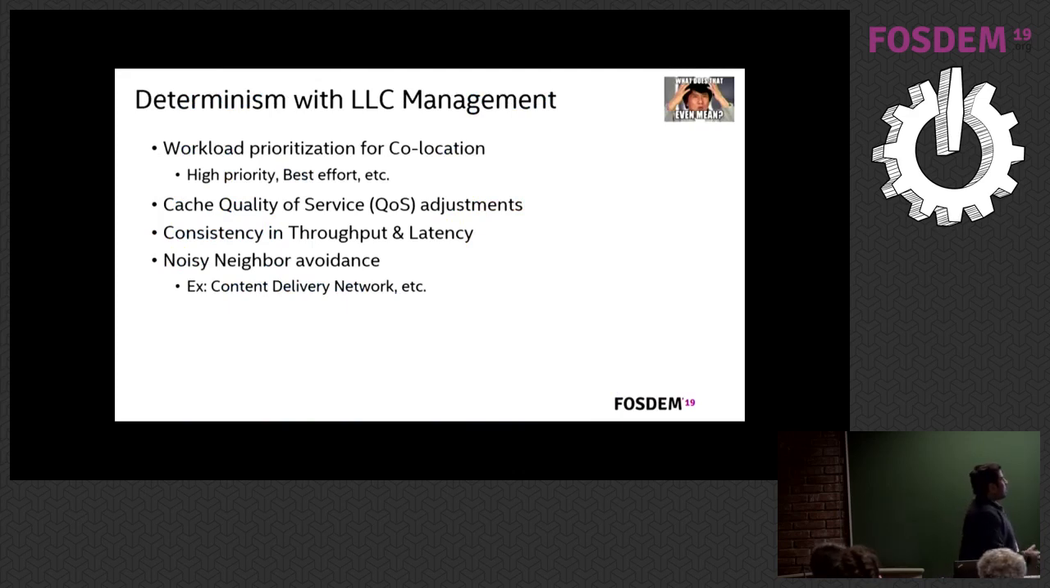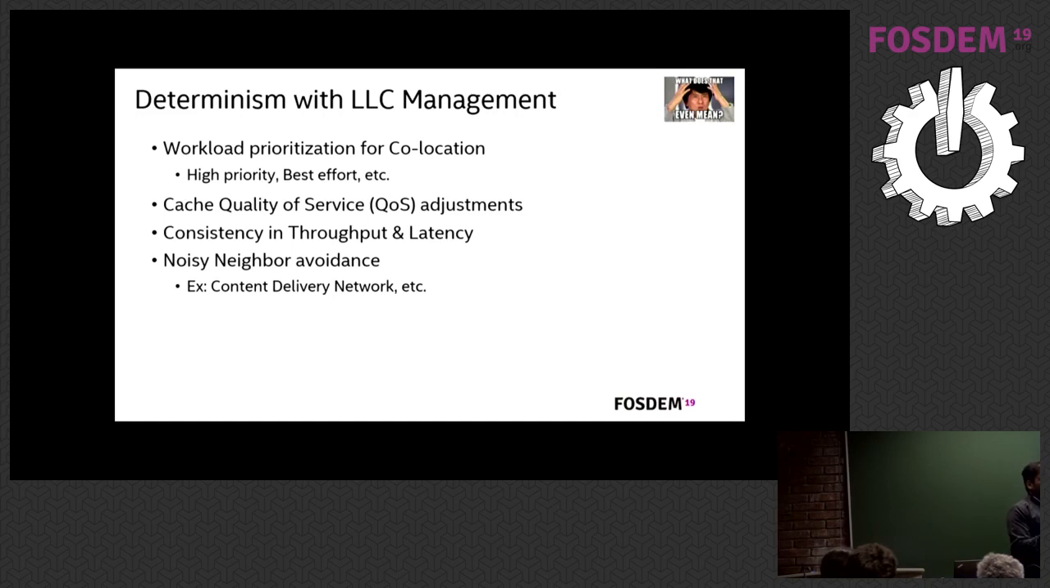So how do you achieve this determinism that we're talking about? Like we were saying, a lot of workloads are co-located all the time in a cloud deployment. While you're tuning your quality of service, especially for cache, you're looking at your throughput and latency measurements. One example is noisy neighbor avoidance. If you take a content delivery network, you have 2 different media streaming applications running. Each is noisy to the other because each application has a lot of memory reads and writes, and a lot of cache utilization.